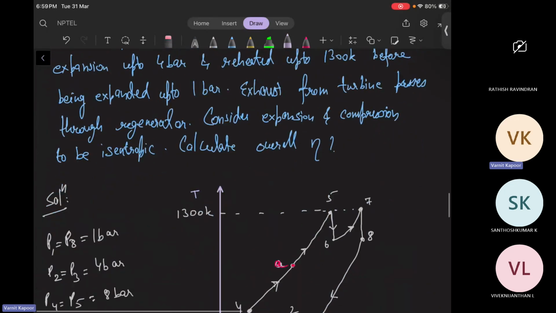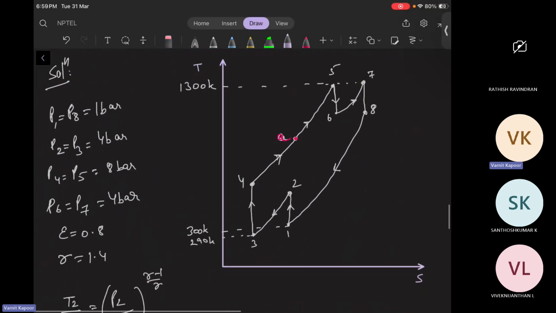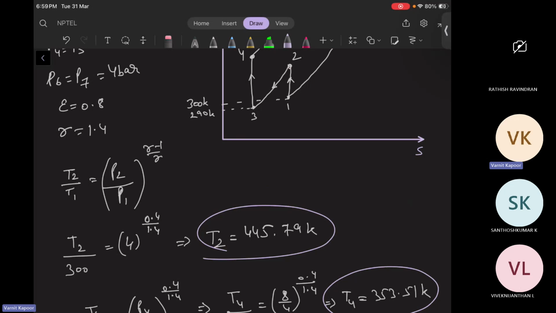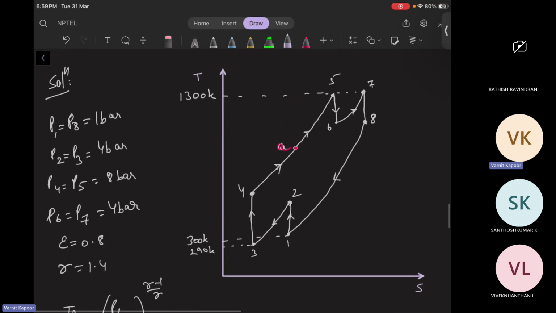Okay. I'll just show you the plot. You will get to know. We have just used this expression only, T2 by T1, T higher by T lower is equal to P higher by P lower to the power of gamma minus 1 by gamma, this relation for every process, because it is given to be isentropic.